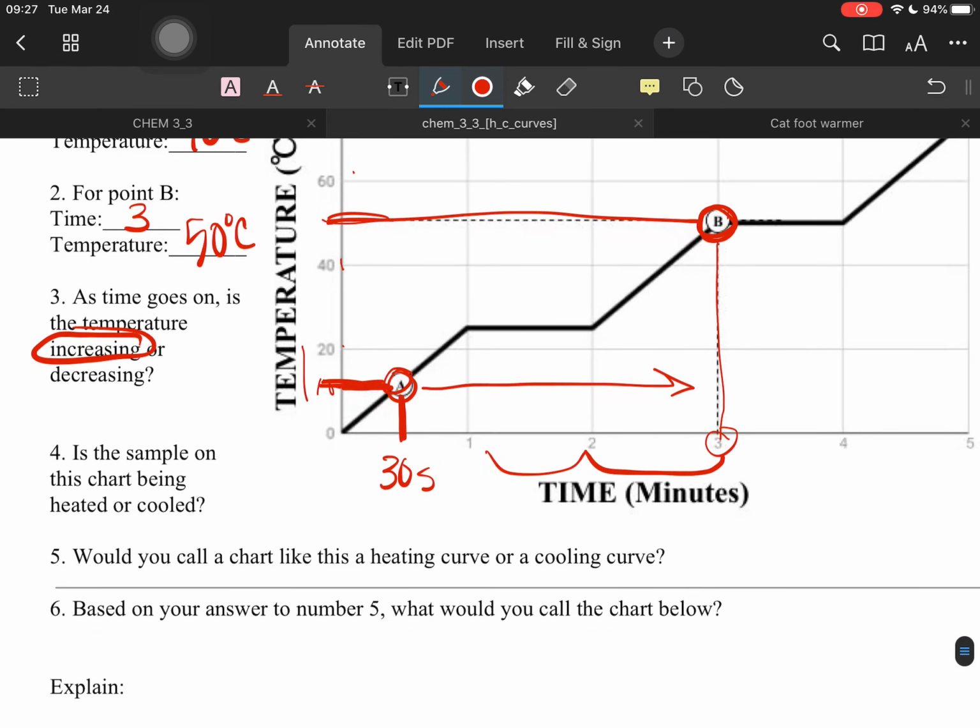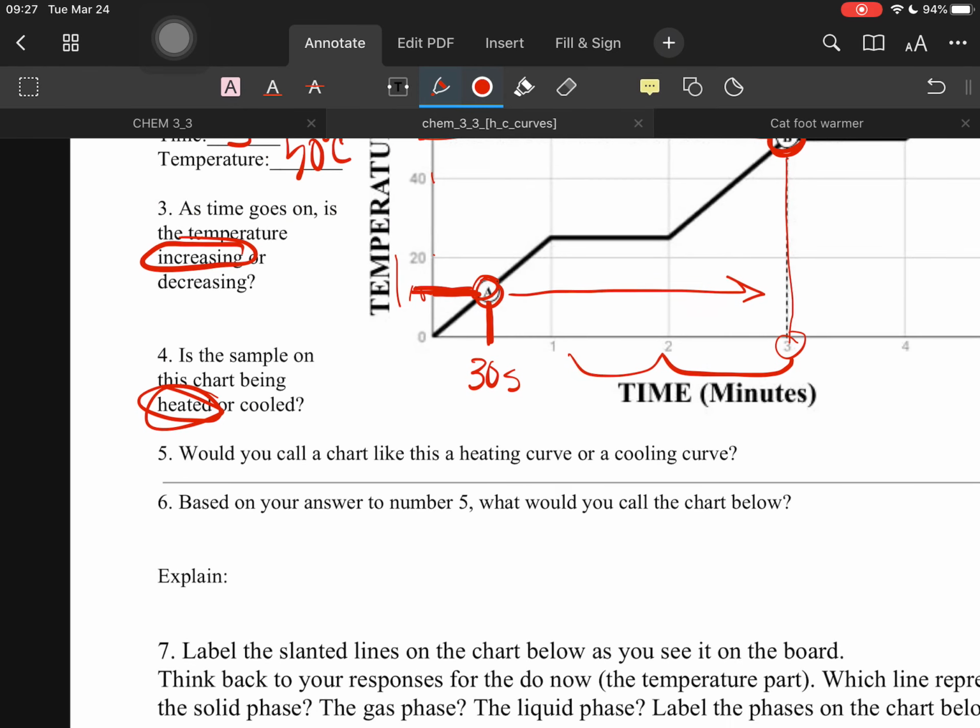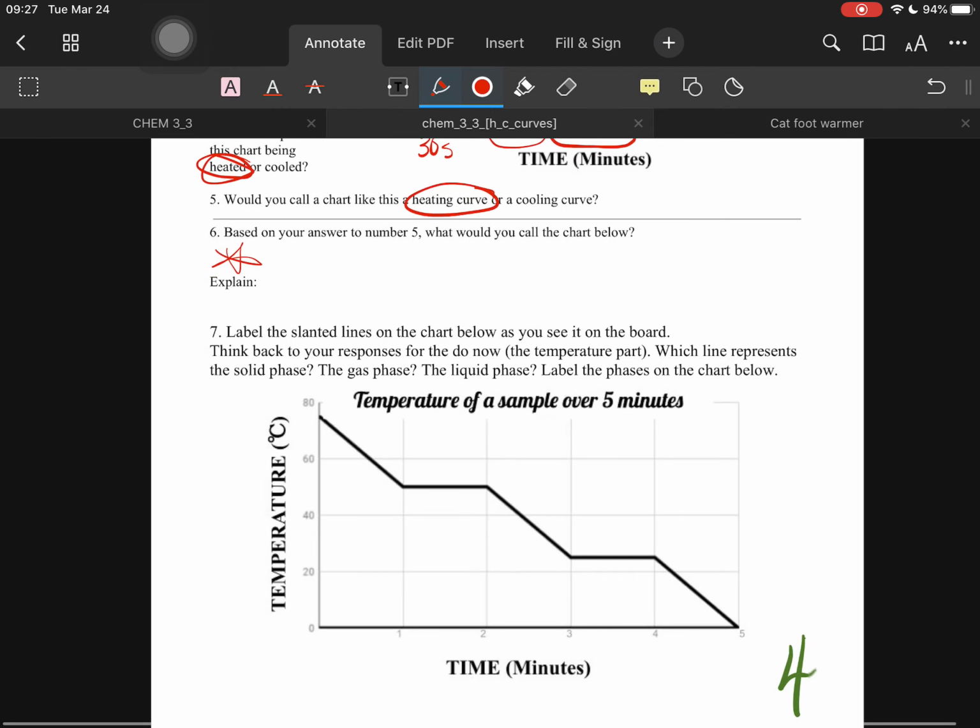So if I'm increasing the temperature, is it being heated or is it being cooled? Heated, right? I'm adding heat to it. So I would call this a heating curve, right? It's a curve showing that something is being heated, that the temperature is increasing. And that would be your answer to number 5. Oh, wait, no. Number 6 is talking about the one down here.